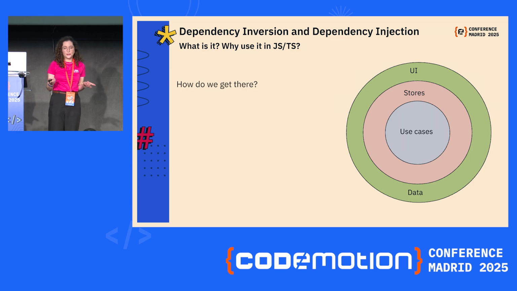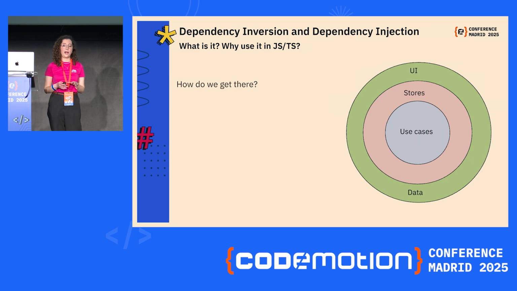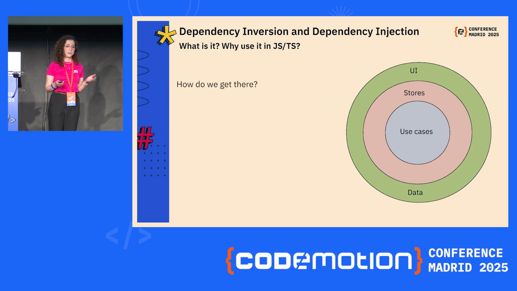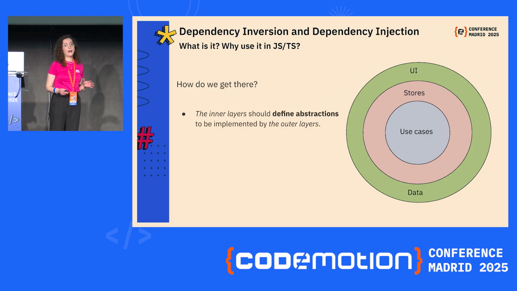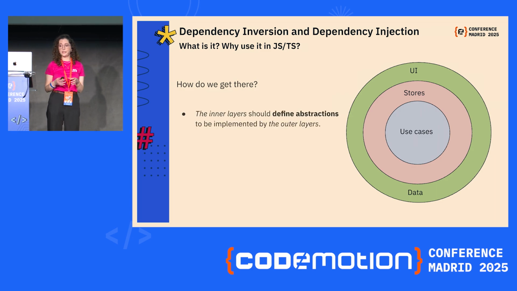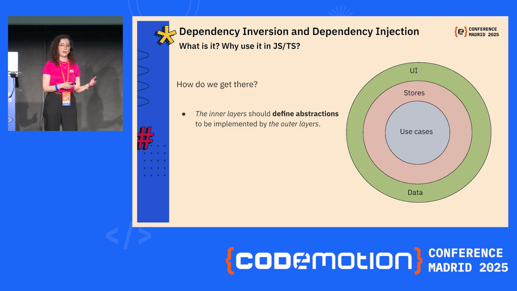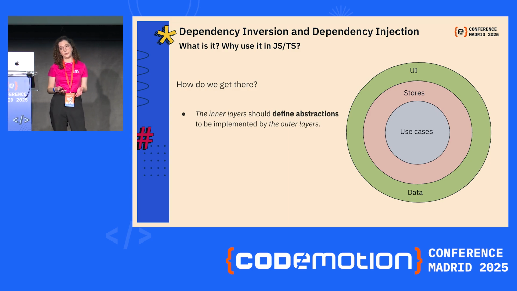Anyway, it is true. The UI and data layers are on the outside. We decided to use Zustand for store and state management. So that's going to be in the middle. And then at the center of it all, we're going to have our use cases, which is our domain. So how do we achieve this inversion? In theory, what we want is to define abstractions inside the most inner components, aka our domain, and then implement that abstraction in our data layer, which would be the outer layer.